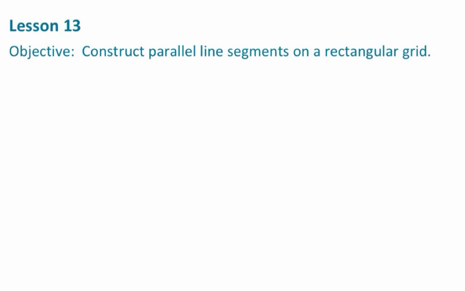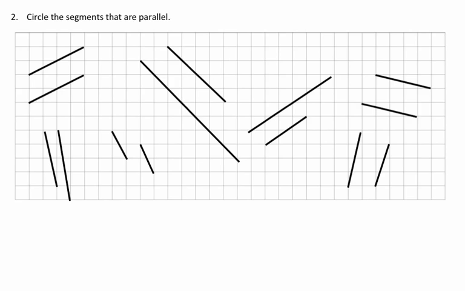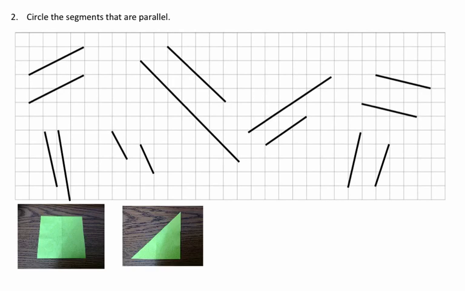This is grade 5, module 6, lesson 13, and the objective in this lesson is to construct parallel line segments on a rectangular grid. So we're going to look at number 2, and it says circle the segments that are parallel. On the bottom of this question, I inserted some pictures on how to make a right-angled triangle template. I used a Post-it and cut it diagonally, so that I still had my right angle in my corner over here.